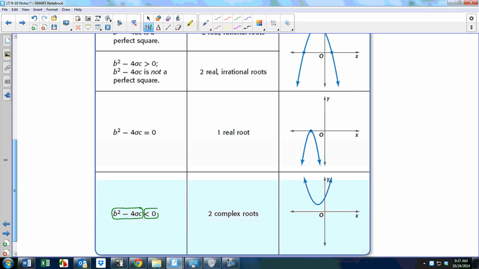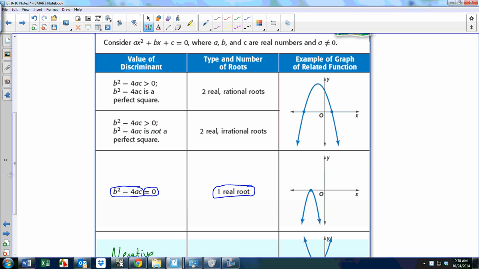If it's smaller than 0, it's a negative. And if the discriminant is negative, you just said it made sense for you to get i answers, right? And how many of them? 2. You'll get conjugates, right? So you get 2 complex roots, 2 complex solutions, if the thing under the square root, the discriminant, is negative. Right above it, if the discriminant is 0, what kind of answer are you going to get? You're only going to get one answer, one real.